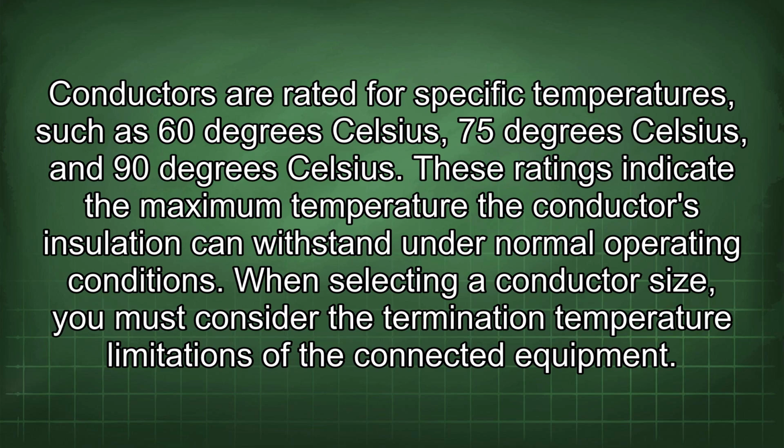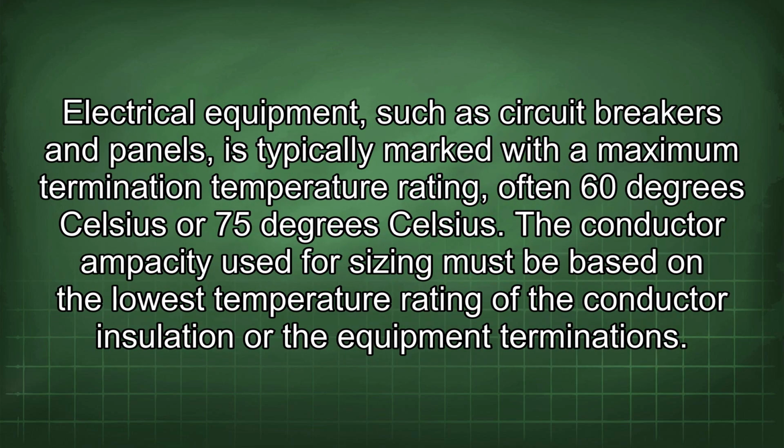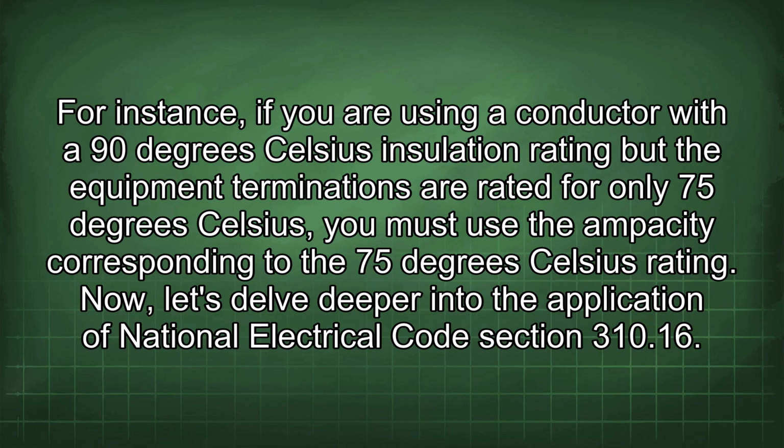When selecting a conductor size, you must consider the termination temperature limitations of the connected equipment. Electrical equipment, such as circuit breakers and panels, is typically marked with a maximum termination temperature rating, often 60 degrees Celsius or 75 degrees Celsius. The conductor ampacity used for sizing must be based on the lowest temperature rating of the conductor insulation or the equipment terminations. For instance, if you are using a conductor with a 90 degrees Celsius insulation rating but the equipment terminations are rated for only 75 degrees Celsius, you must use the ampacity corresponding to the 75 degrees Celsius rating.